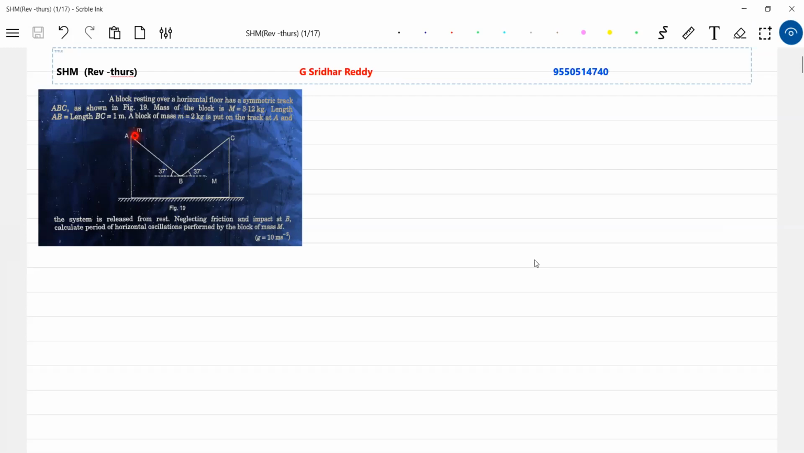We have a block, this one, and this is a wedge. This is now, the system is released from rest, and the block is released at point A. It's asking to find the time period of oscillations of the wedge. M will make it M2, and this is M1. Calculations, again, the symbols will not trouble us. Asking to calculate the period of horizontal oscillations performed by the block of mass M.